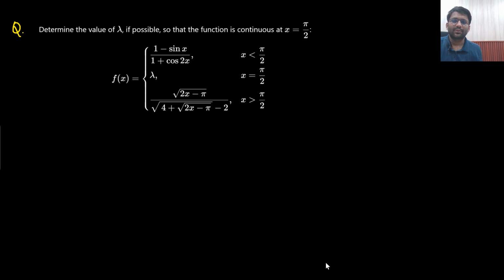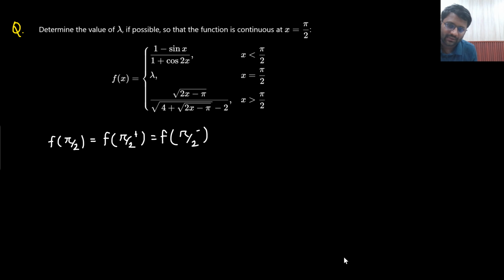Okay, this question you solve. Find out the value of lambda such that the function is continuous at x equals to pi by 2. So I will check at pi by 2 plus, I will check at pi by 2, and I will check at pi by 2 minus. What I mean to say is that at pi by 2, at pi by 2 plus, and at pi by 2 minus, all values should be same.